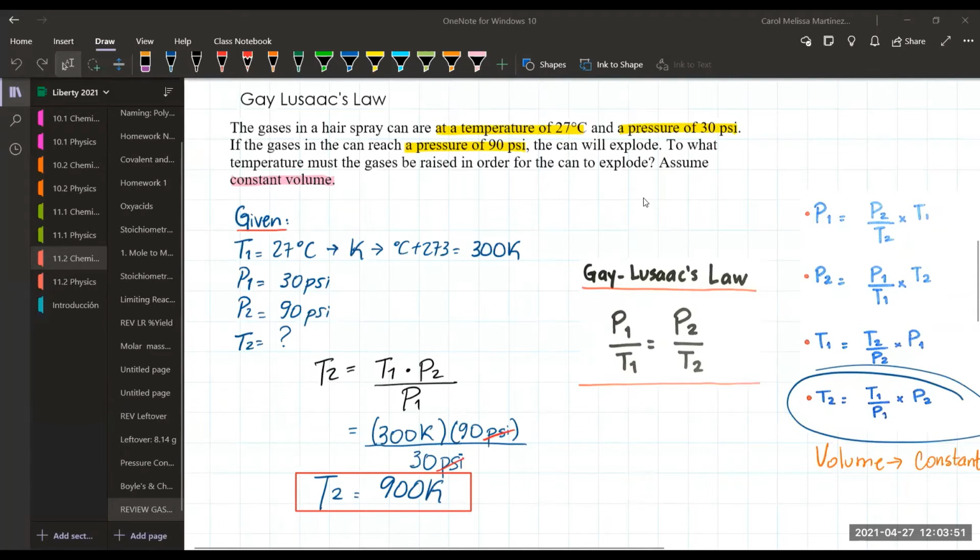Now if I ask you to calculate the temperature in Celsius, you just have to subtract 900 minus 273, and this is going to give you 627 Celsius. So you see, I work the entire exercise in Kelvin, and if I have to express answers in Celsius, only after, I'm going to do the conversion. Just like this is fine.